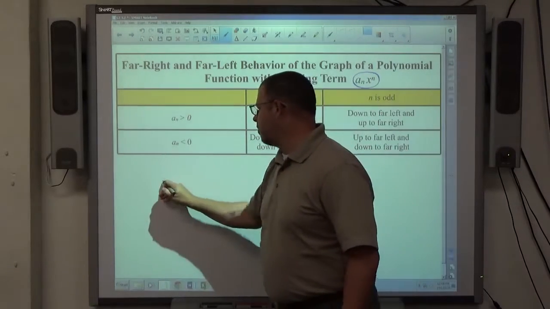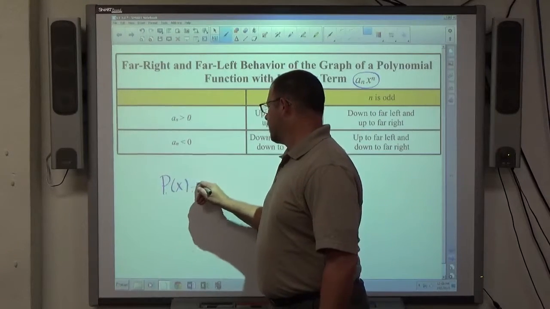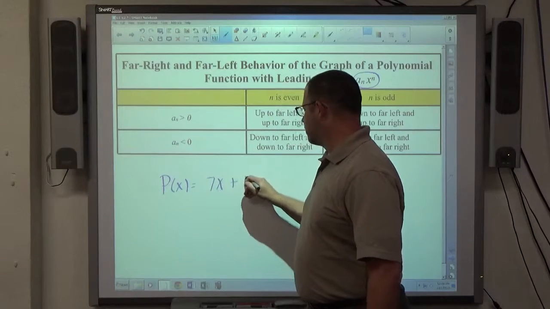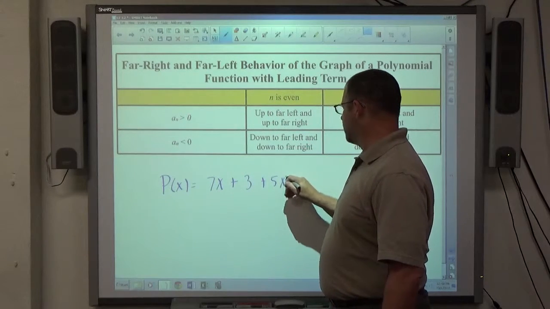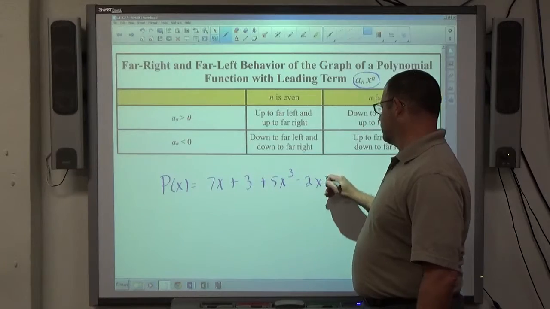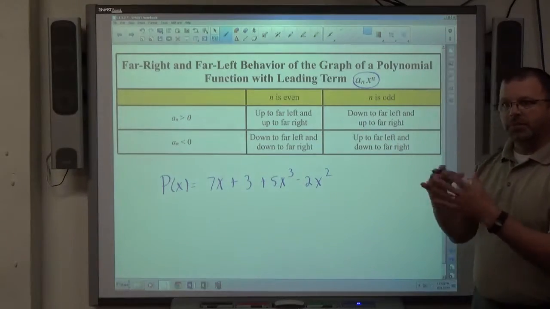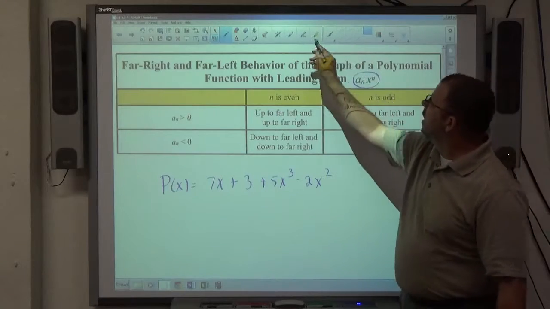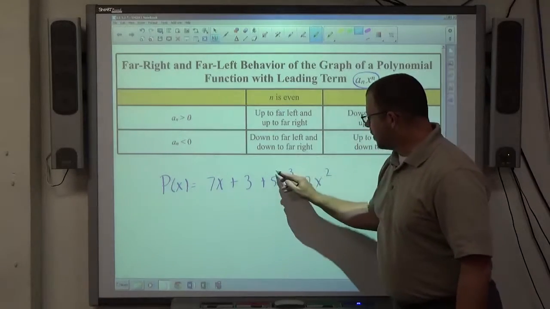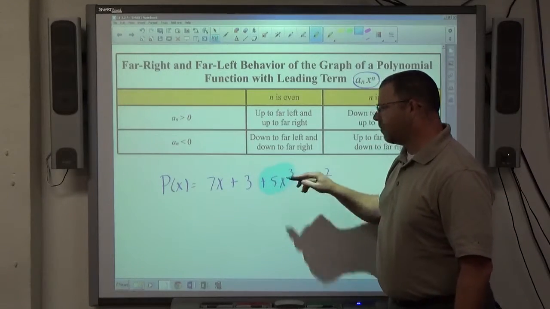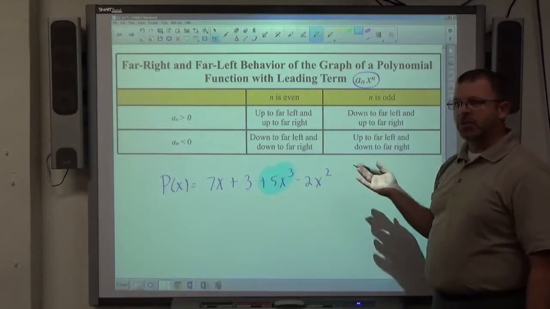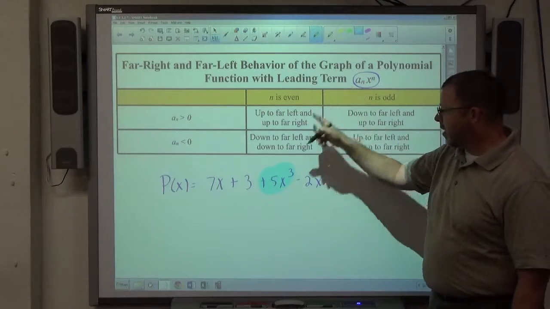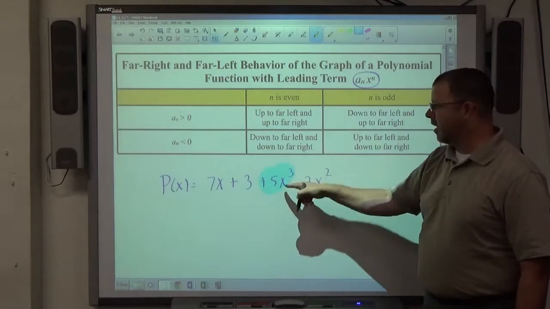So if you have some polynomial p of x, let's say that is 7x plus 3 plus 5x to the third minus 2x squared. It's not in descending order, but it's got 4 terms in this case. The leading term is the term with the highest power. It's not the term in the front of the polynomial. So 5x cubed is the leading term. So a sub n is 5, x to the n is x cubed.